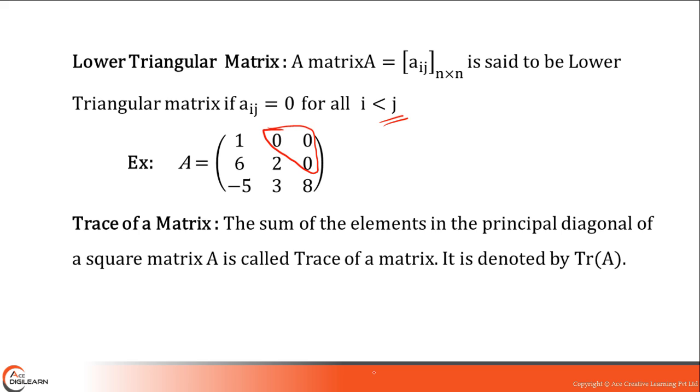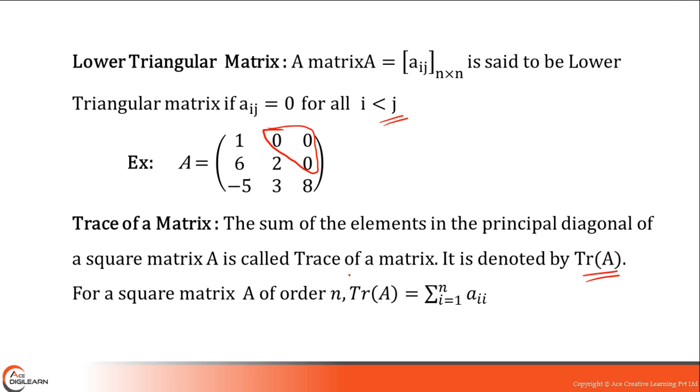Next, important: trace of a matrix. The sum of the elements of the principal diagonal of a square matrix is called the trace of a matrix. It is denoted by this notation. Mathematically, we can write the trace of a matrix A as the sum, sigma i equals 1 to n, of aii.